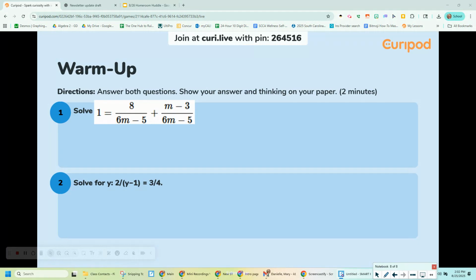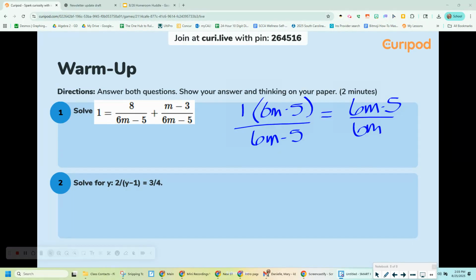All right, so on number 1, it looks like both of the equations on the right have the same denominator. The one that doesn't is the one on the left. So does that mean I can just add here? No, I have to make one have the same denominator. So I'm going to multiply 1 by 6m minus 5 over 6m minus 5. And that's just going to give me 6m minus 5 over 6m minus 5. Now they all have the same denominator.